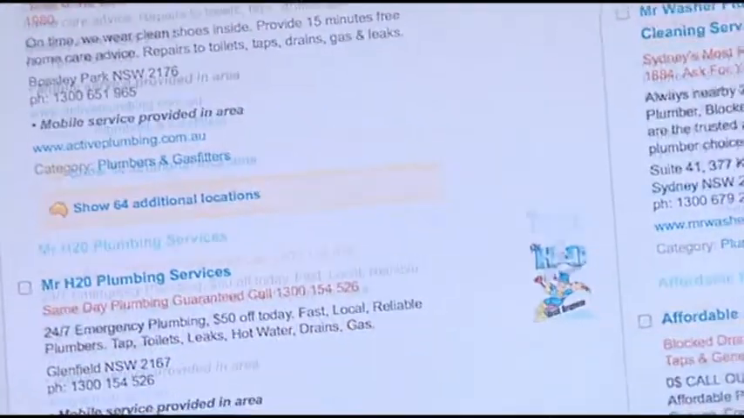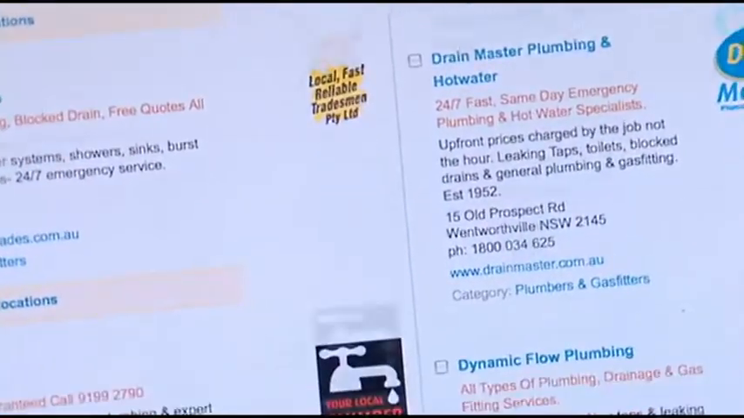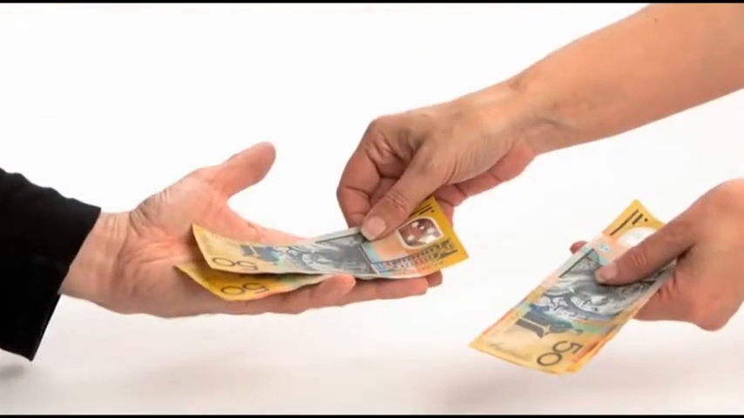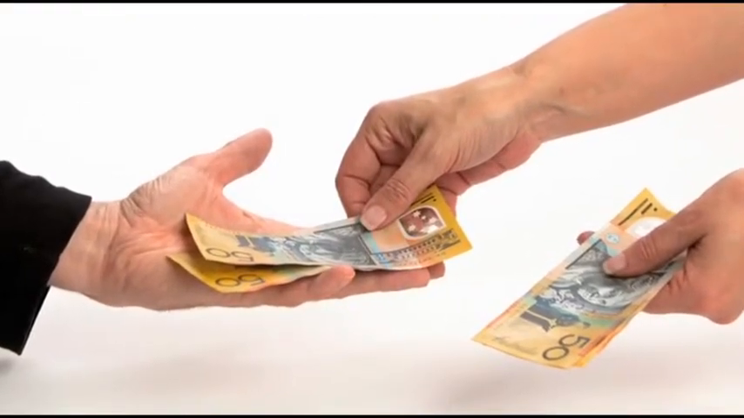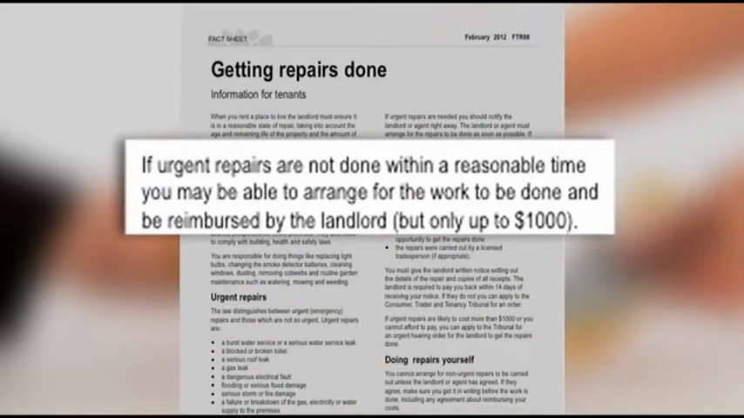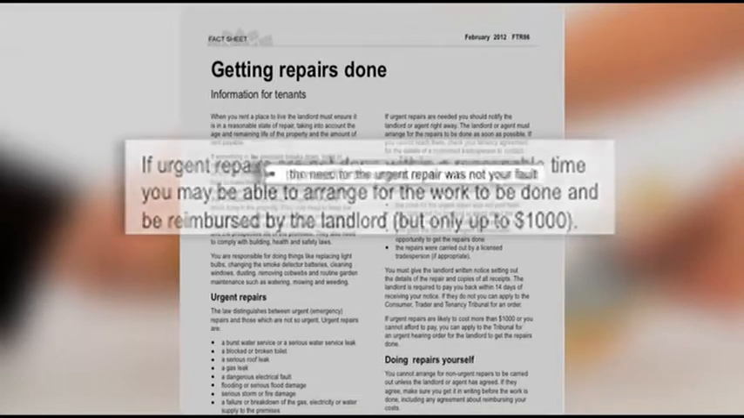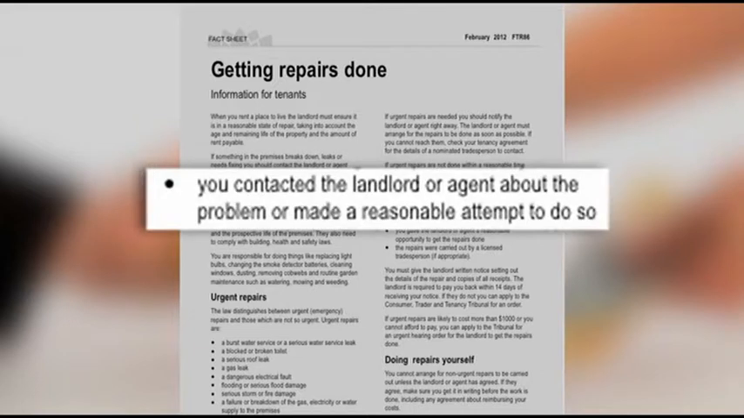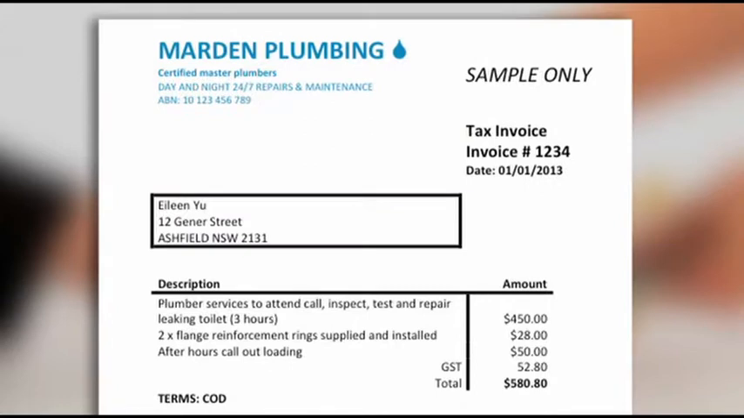If you cannot contact the landlord or agent, or if they don't fix the problem in a reasonable time, you can arrange for a qualified tradesperson to fix the problem and pay for it yourself. You can get your money back from the landlord within 14 days. If the job is less than $1,000, you did not cause the damage, you give the landlord or agent a reasonable opportunity to fix the problem. You have a receipt and written report of the problem from a qualified tradesperson.